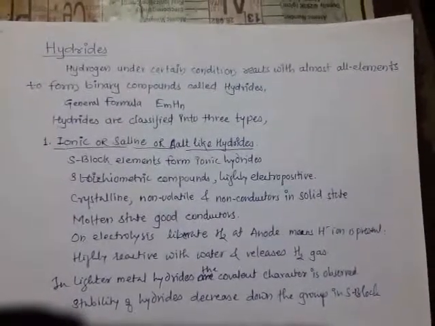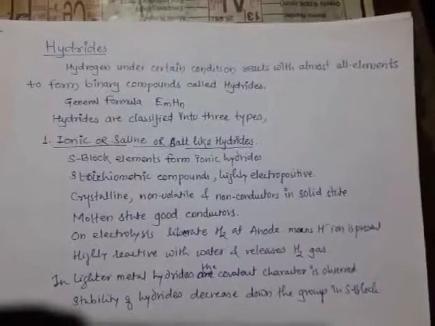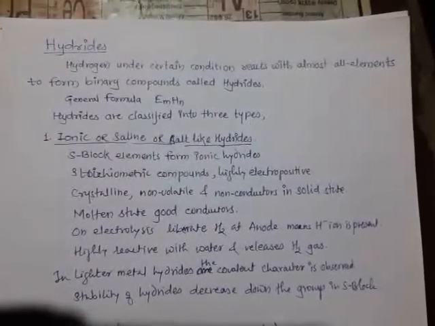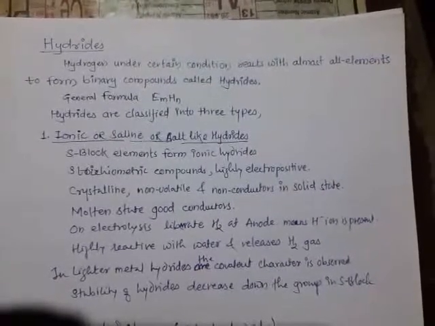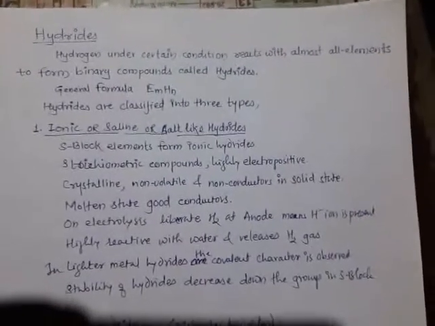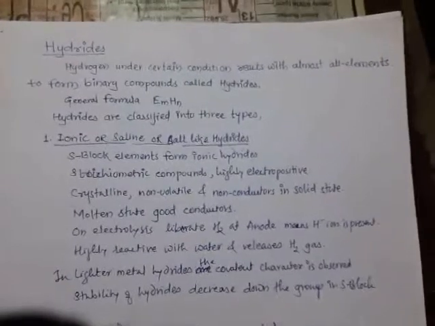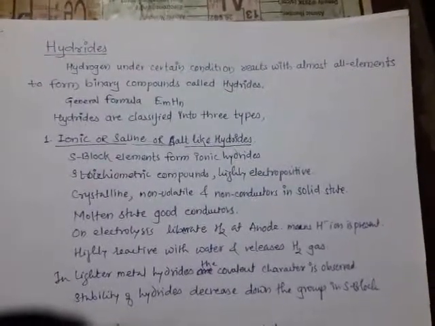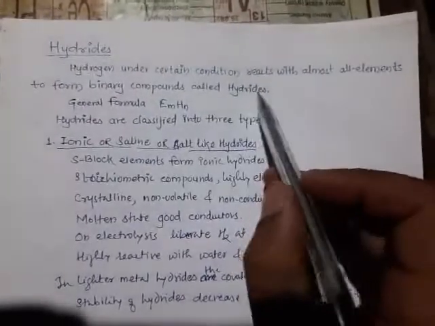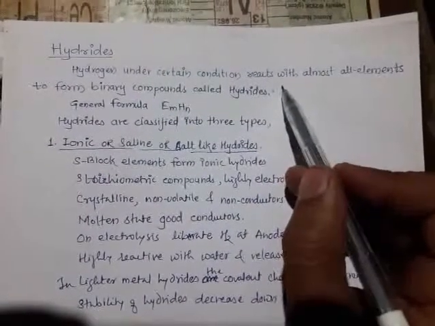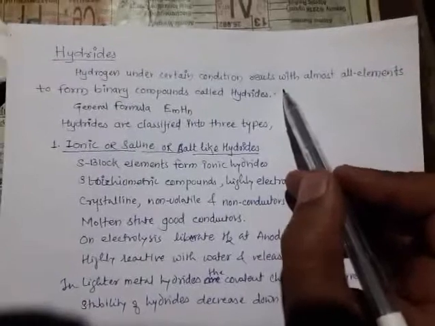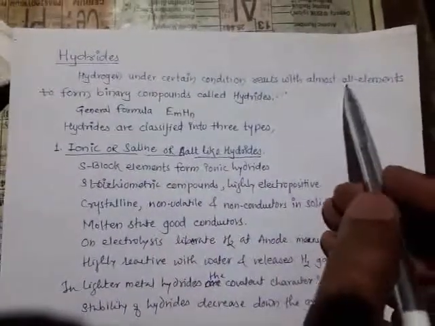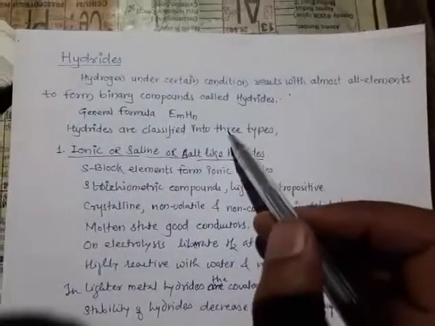Generally, hydrides are the binary compounds of hydrogen with all elements. We can define hydrides as follows: hydrogen, under certain conditions, reacts with almost all elements to form binary compounds, which are called hydrides. So binary compounds of hydrogen with all elements are called hydrides.